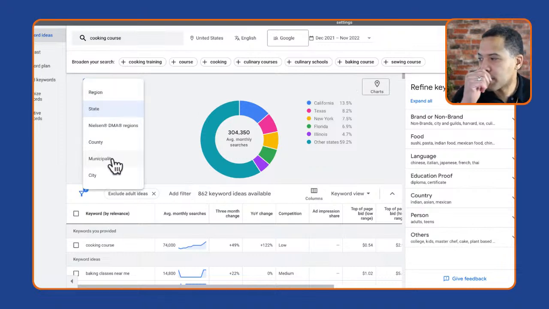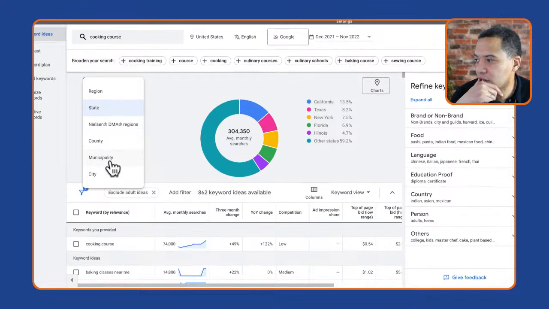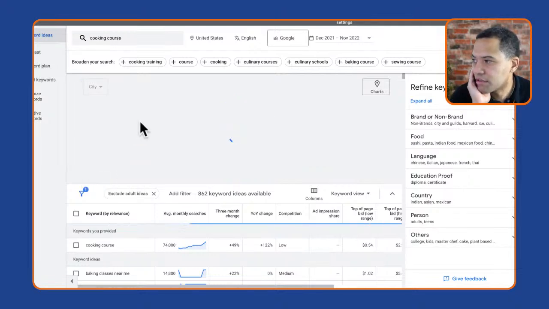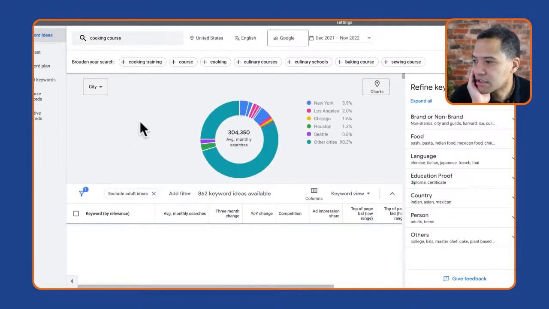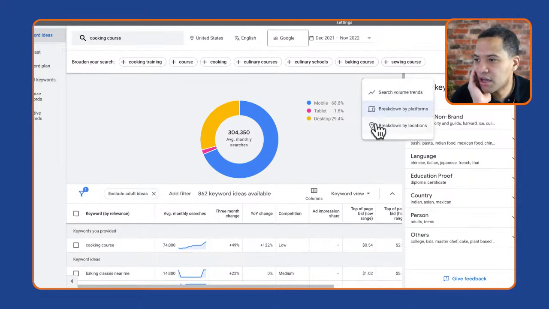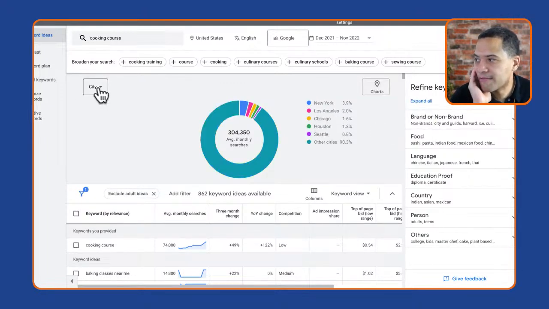Another cool thing, you can break this down by region, demographics, county, and even further. If you want to break it down by city, it gives you that opportunity. You see New York is 3.9%, Los Angeles is 2%, Chicago 1.6%. So it allows you to break it down even further by location. This is good information for you, good insights, showing you the demand and what's going on, and it helps you build the next secret, which is building your perfect avatar.